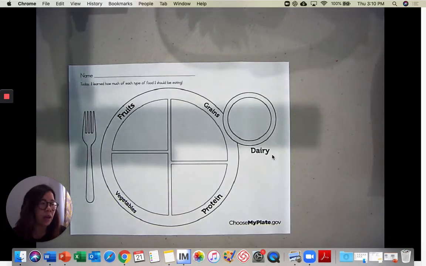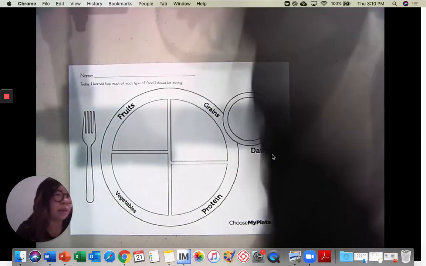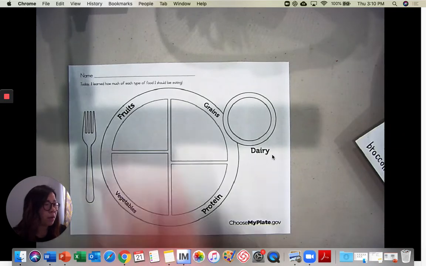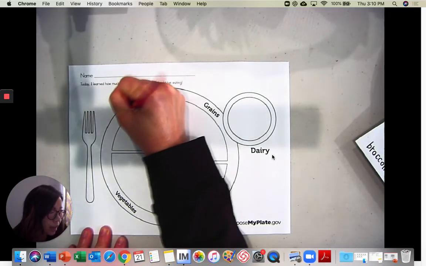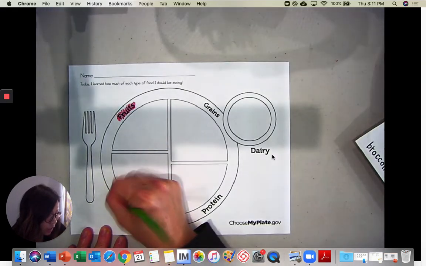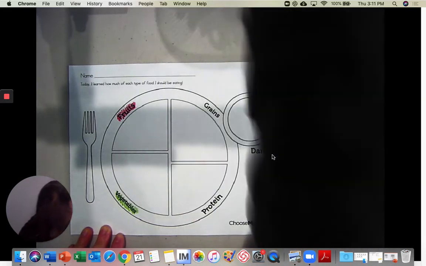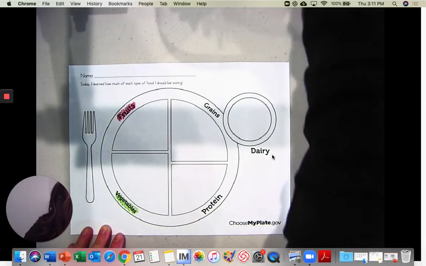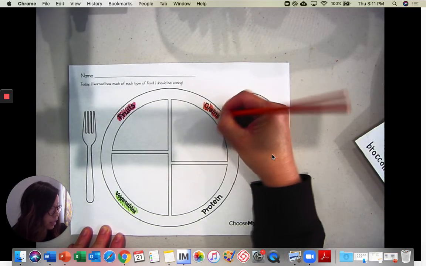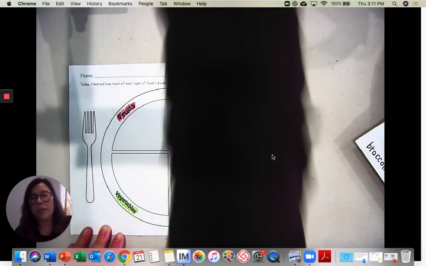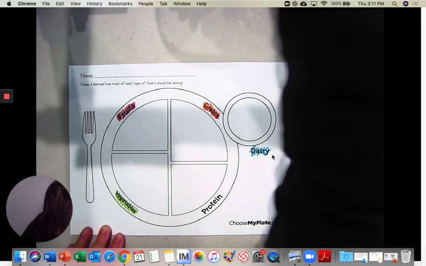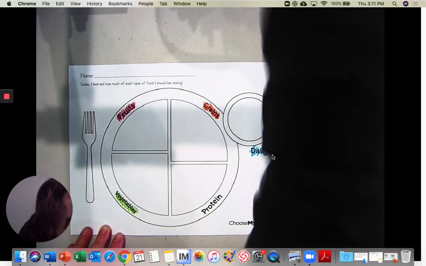So to help me today, I'm going to keep the same colors that I have in our previous plate chart to help me remember. So I'm just going to color and highlight that fruits are going to be red and vegetables are going to be green, as most vegetables are, leafy ones. Our grains are going to be orange. Okay, our dairy is going to be blue. And last, our protein is going to be purple.